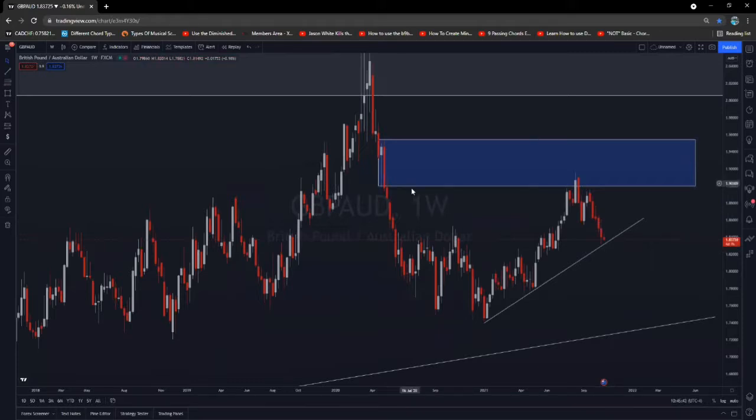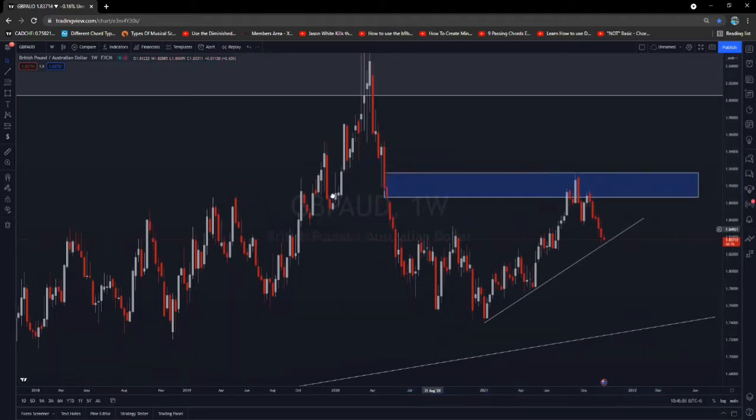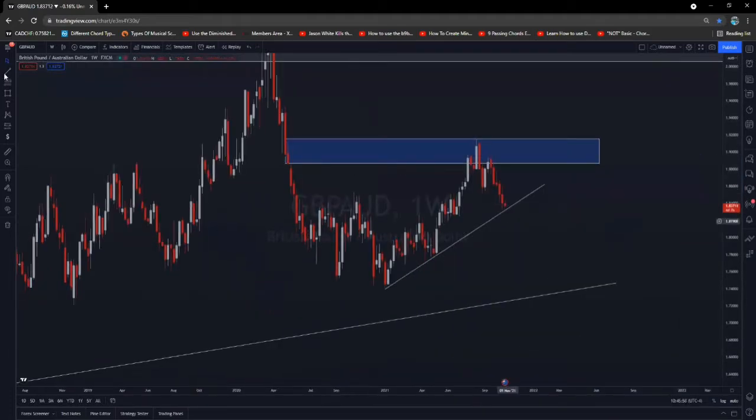I don't know if I should adjust this. Let me see if I could adjust this. Nah. But yeah, anyways, it's made its way down from the supply area over here. And from that other video, I did say that I anticipate the market to eventually break through this area of support, print a correction, and then move to the downside.